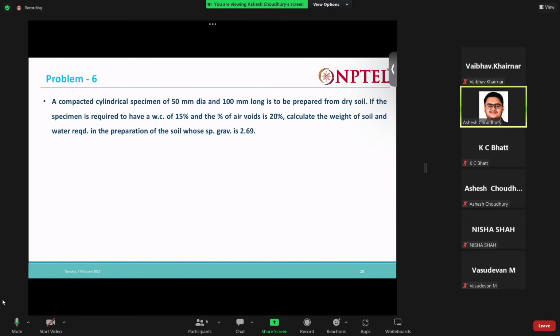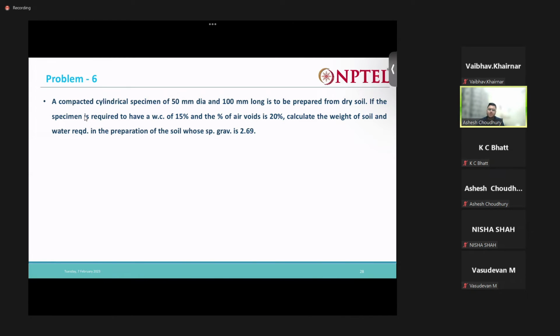So now let us look into the next question. A compacted cylinder specimen of 50 millimeter diameter and 100 millimeter long is to be prepared from dry soil. We need to prepare a specimen and the dimensions are specified, that is 50 mm diameter and 100 mm. We need to prepare this from dry soil. If the specimen is required to have a water content of 15% and the percentage of air voids is 20%.